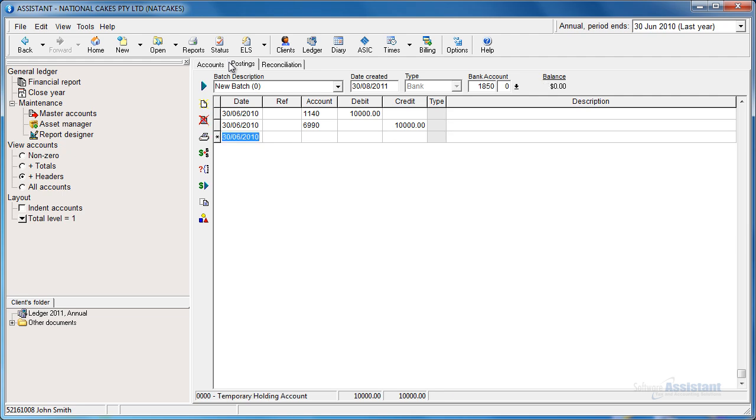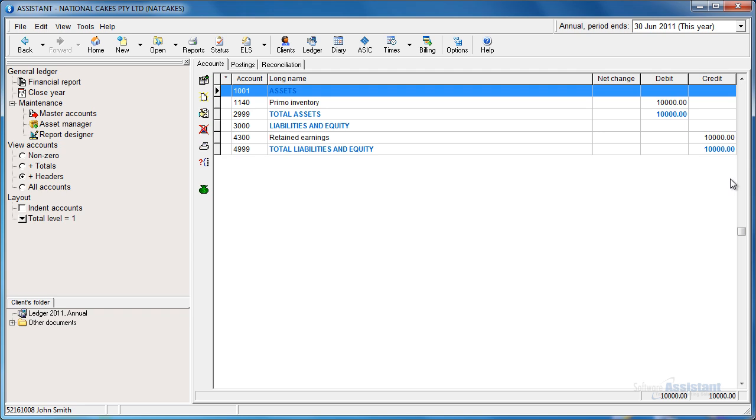Since we will not be producing a report for the 2010 year, we can skip other balances that may have been in the ledger for this year. We will go back to 2011 and check the accounts page. As you can see, the opening balance of the account is now $10,000. We have also retained an earnings amount of $10,000, which has arrived from 2010 due to the fact that we haven't provided any other balances in 2010.